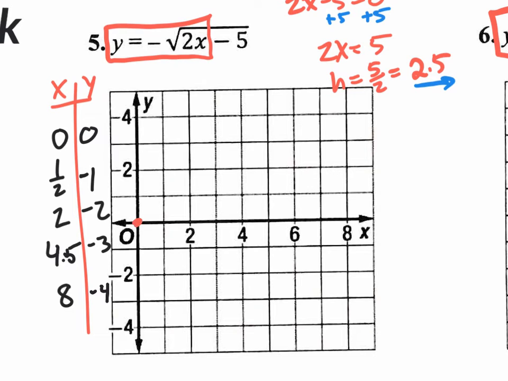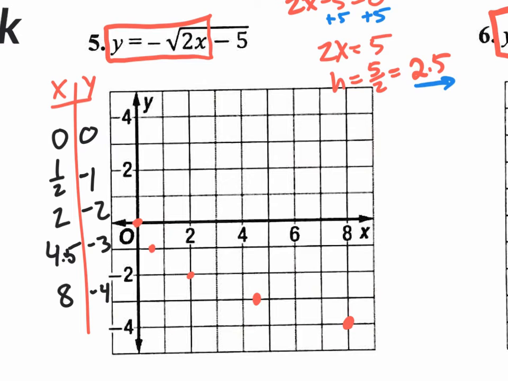0, 0 is right here. 1/2 and negative 1. Halfway on the x, negative 1 on the y is right here. 2, negative 2 would be down here. 4.5 and negative 3, that'd be 4.5, and then 1, 2, 3 down, that'd be right here. And 8 and negative 4 would be down here, 8, negative 4.